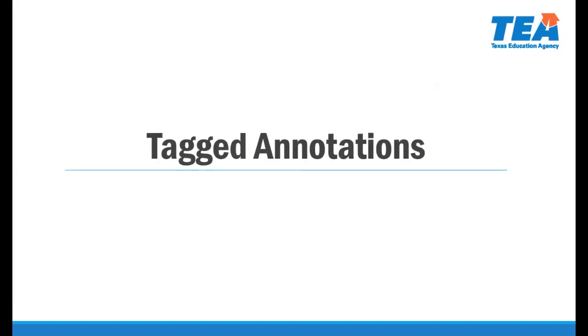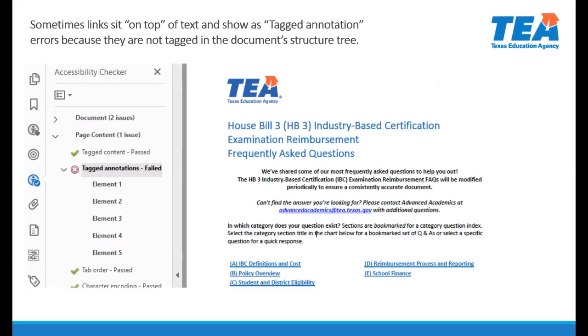Some content tagged as annotations might need to be properly tagged and be part of the document structure. Annotations on PDFs like editorial marks or comment fields should be marked as backgrounds with the Reading Order tool. Sometimes links will show up as annotations because they sit on top of the text and are not tagged within the document structure. In this example, element 1 in the Accessibility Checker panel is the first link on the document. To fix these links, they will need to be tagged. Let's begin.